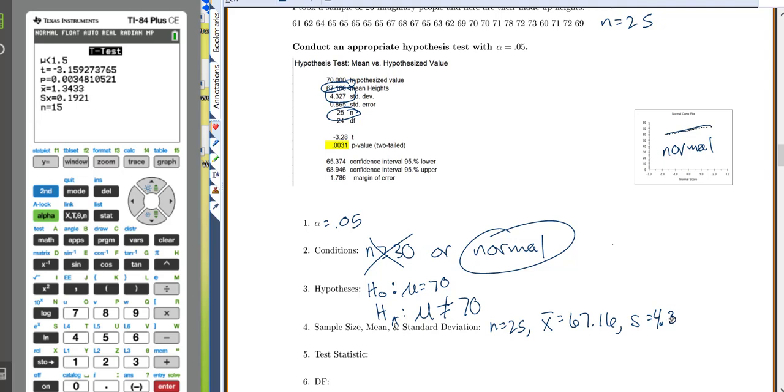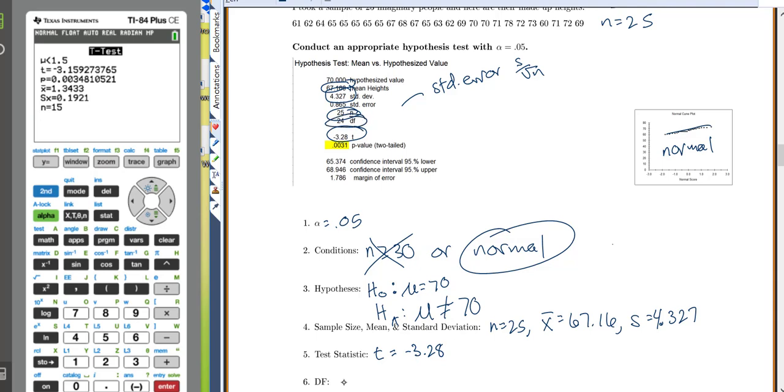So 4.327. The standard error, if you remember, is S over square root of n. We actually just want S. Okay, so we did that. Now come up and look, oh, here's t. My test statistic, t equals negative 3.28.